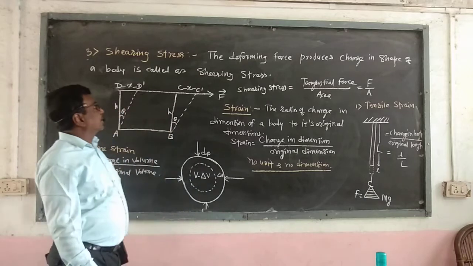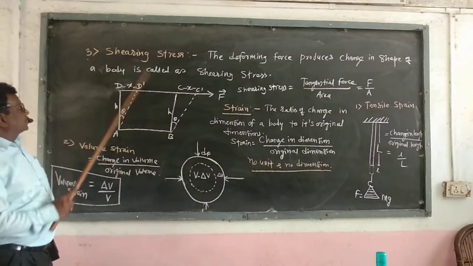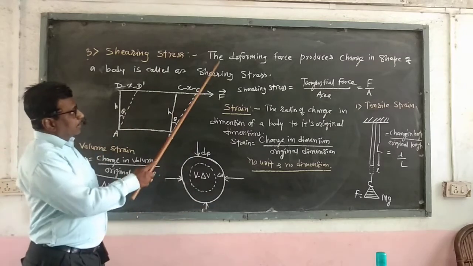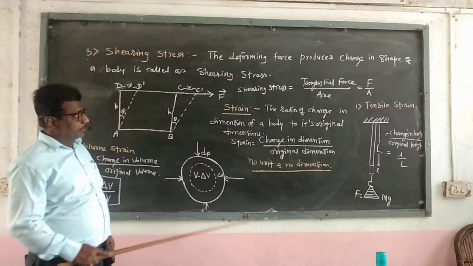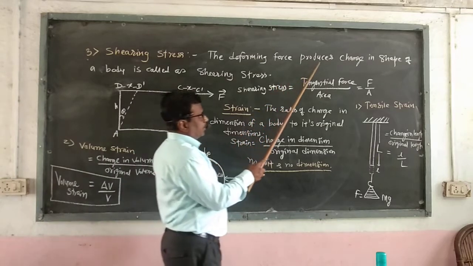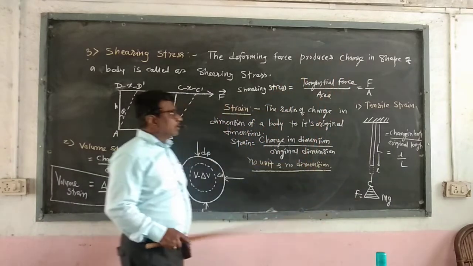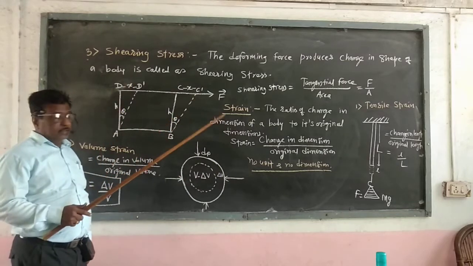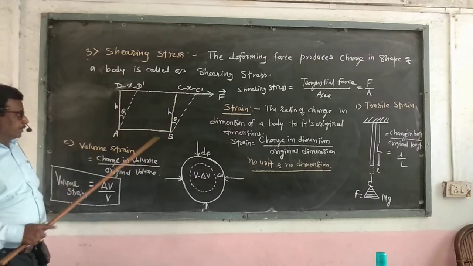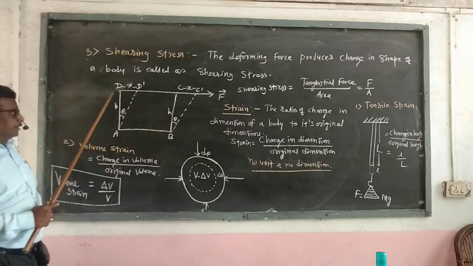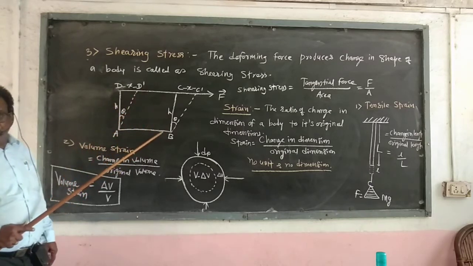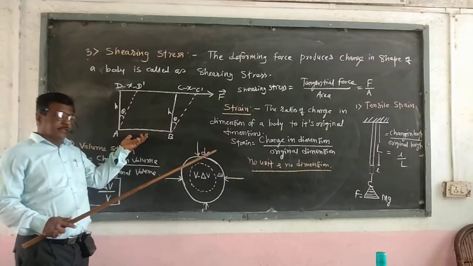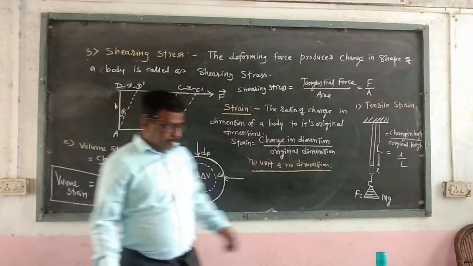Now we study the third type. Third type is called shearing stress. So shearing stress means what? When we apply a deforming force, if that deforming force produces change in shape of the body, it is called shearing stress. Let us consider here the body ABCD. ABCD is a cube where AB is its base. When the base is fixed, what happens? Suppose this is the book.